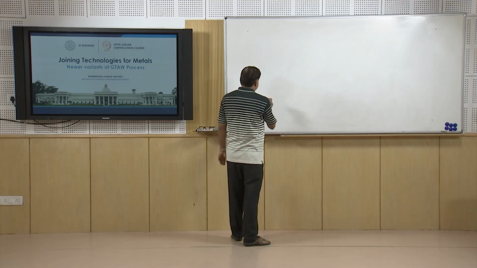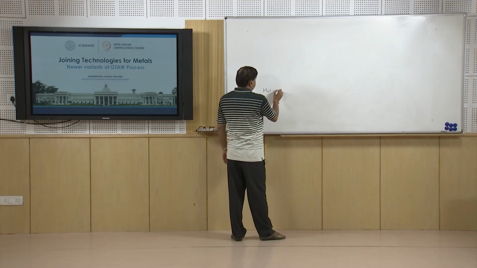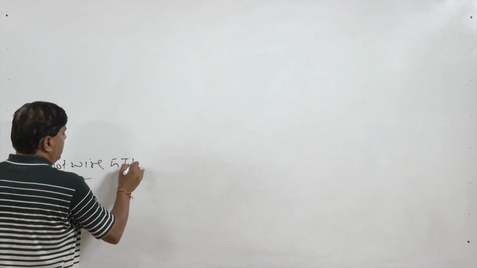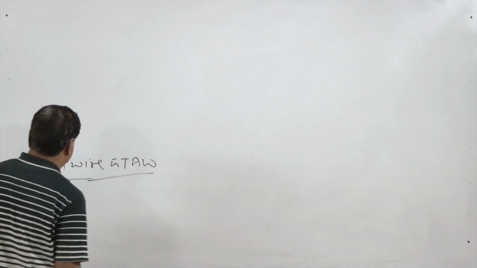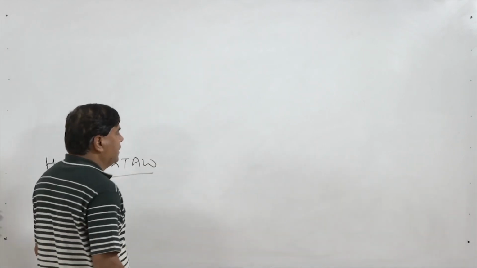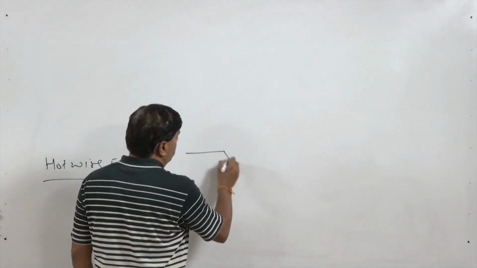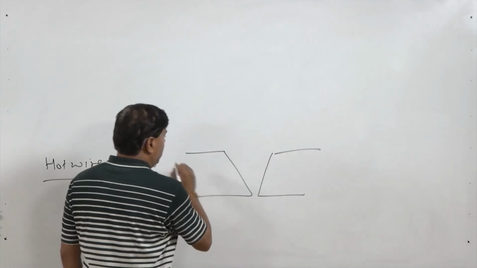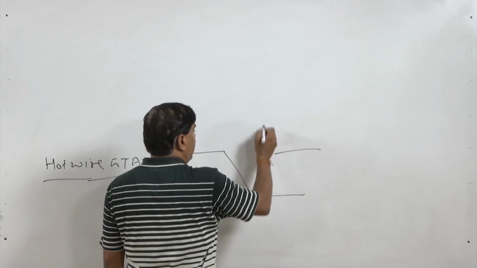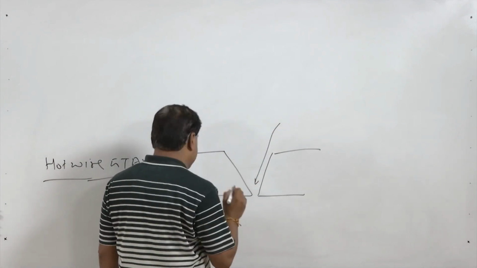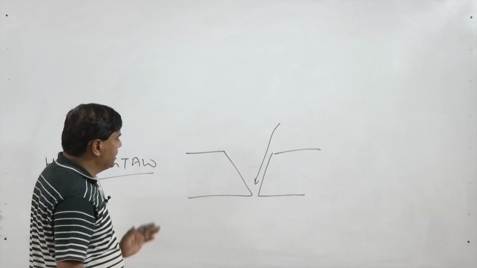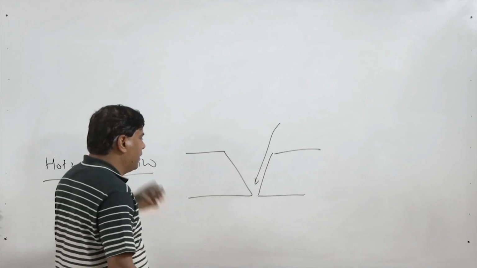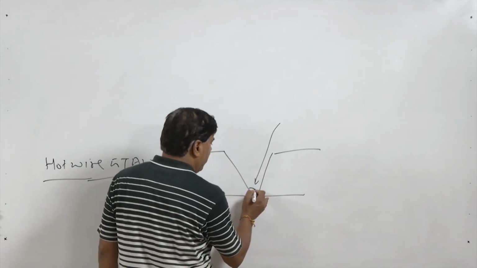Another variant is the hot wire GTAW. This variant has been brought in especially for the conditions when we are working with thick plates. Very thick plate welding requires filler, and since the filler melting rate is less in the conventional GTAW process, because it requires a lot of heat for melting the filler, the size of the weld made in one pass is very limited.